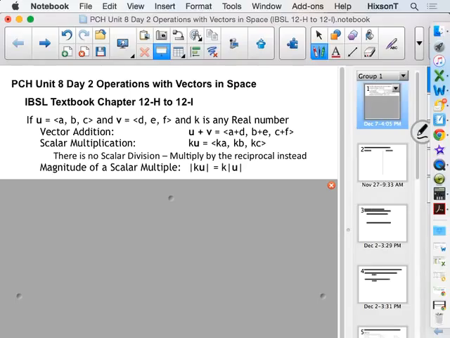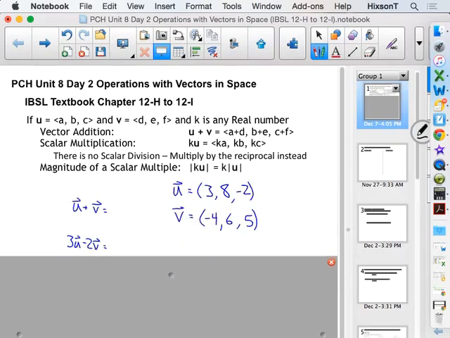And then remember there's no scalar division. We would simply multiply by a reciprocal. I know that's a technicality, and I know that you could kind of make it work, but we want to make sure we're doing things properly. So don't put vector u divided by something. It should be times 1 over that number. Okay? So let's try a little bit here.